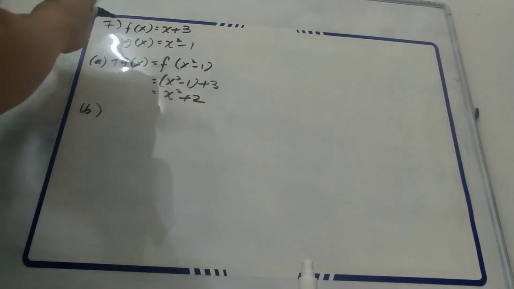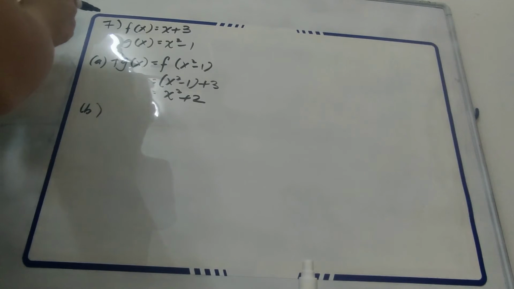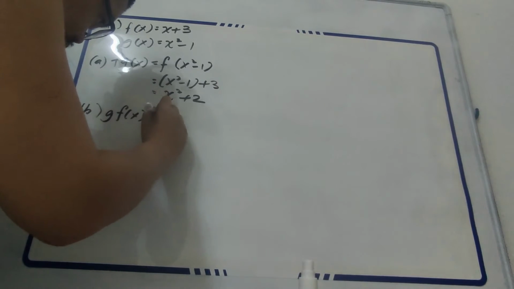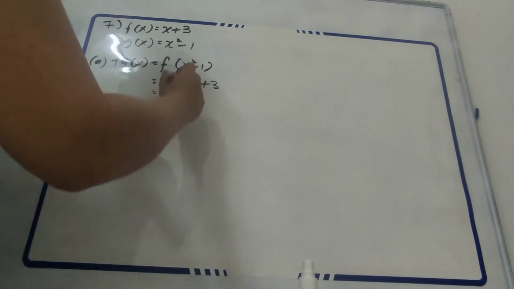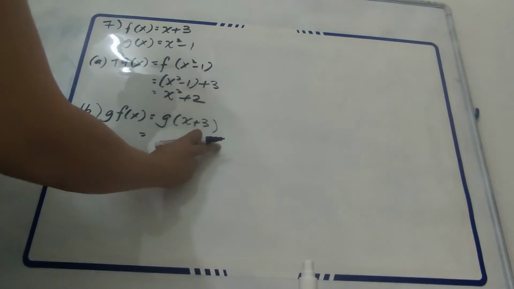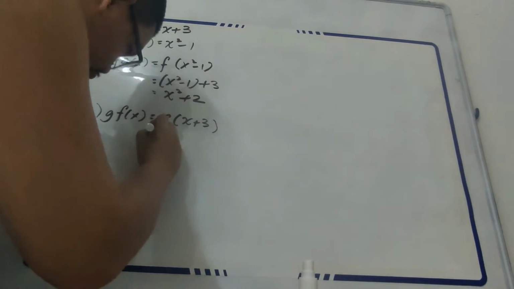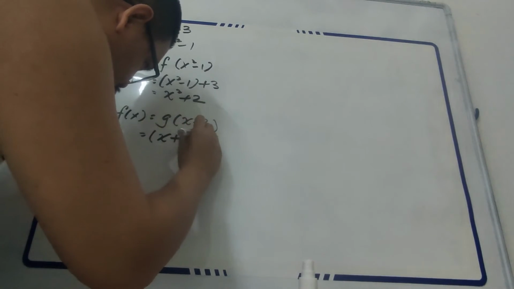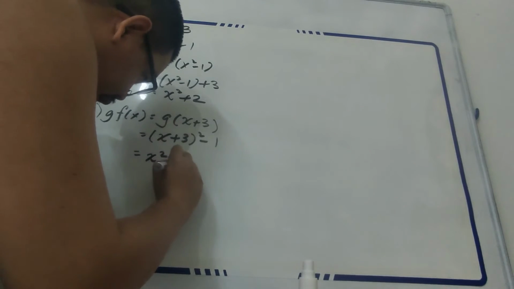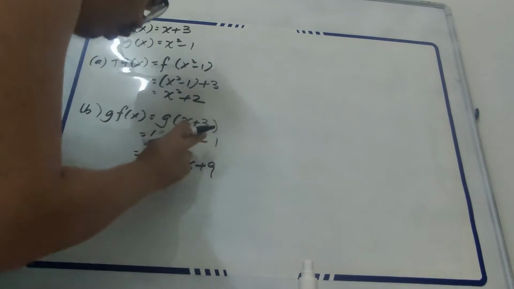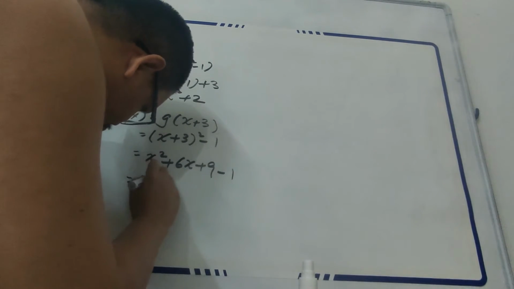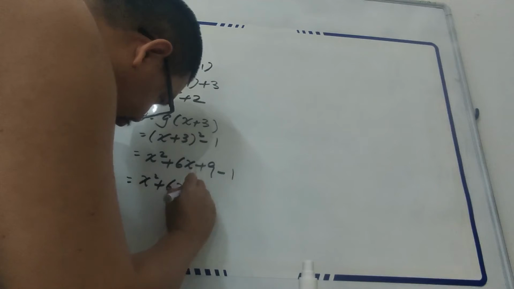Part B, the other way around, g(f(x)). You have f(x) as x plus 3, so x plus 3 is substituted inside the x squared here. x plus 3 squared minus 1. So x squared plus 6x plus 9. This is a quadratic equation, then minus 1. So you have x squared plus 6x plus 8.